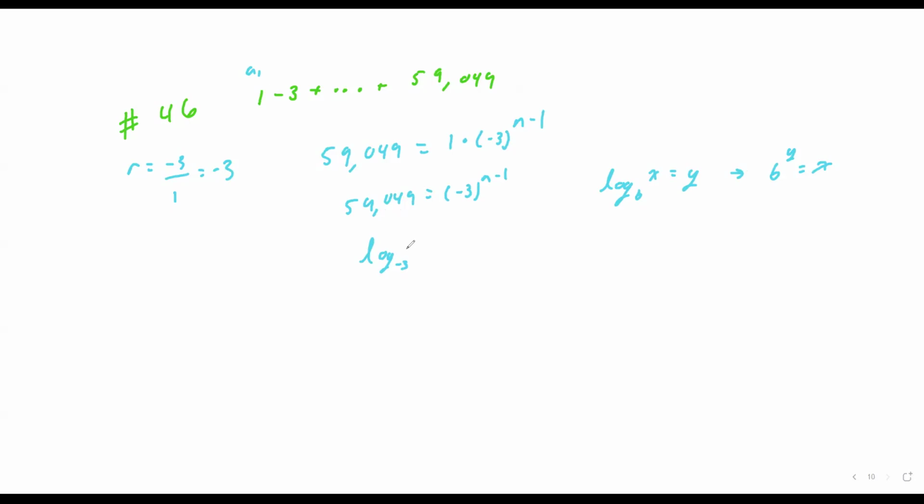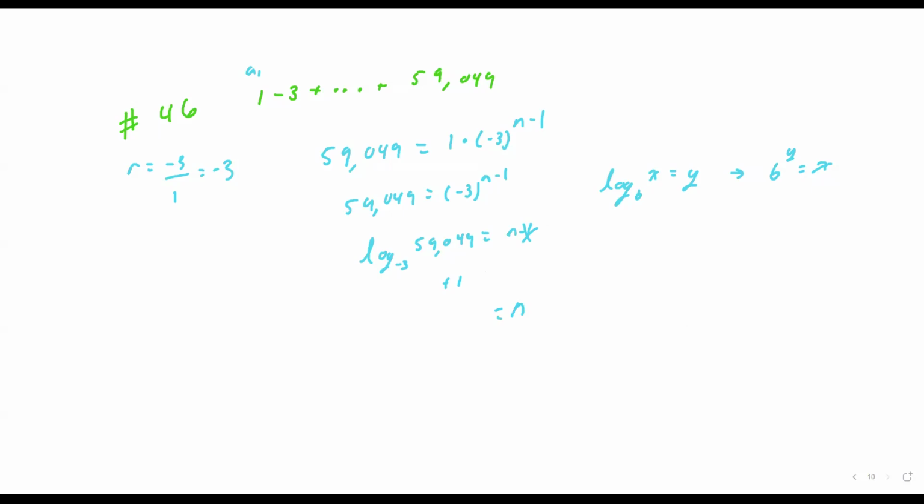So this becomes log base -3 of 59,049 equals my y, which was n minus 1. So to find n, I just do this plus 1, because then that would give me my n. All right, so I'm just going to plug that into the calculator.